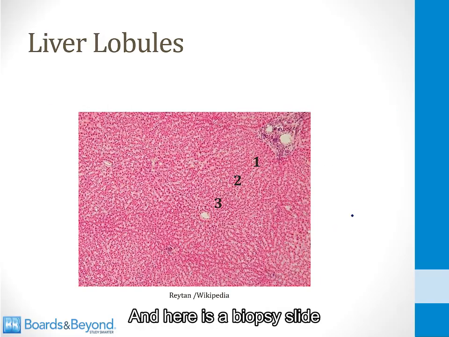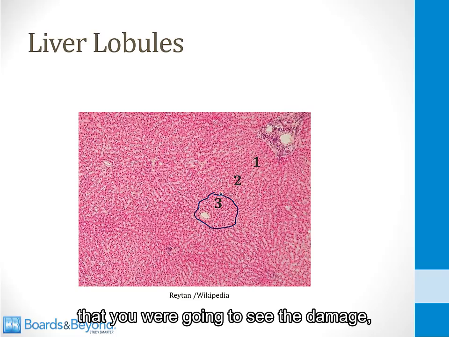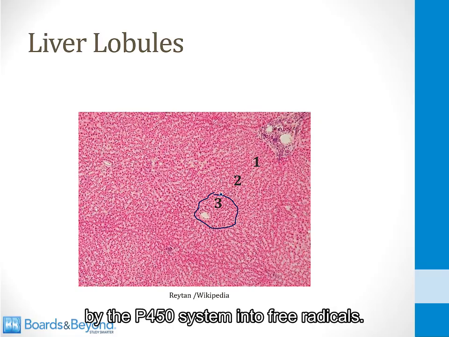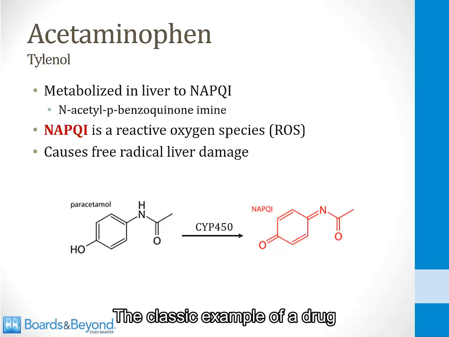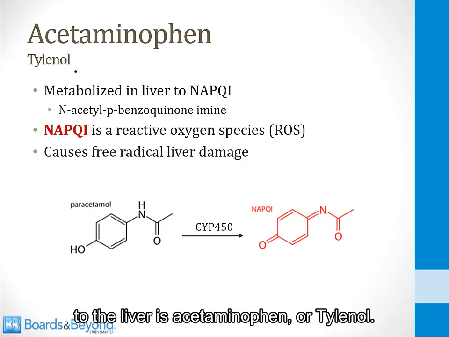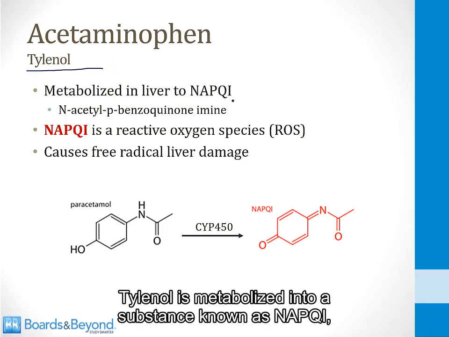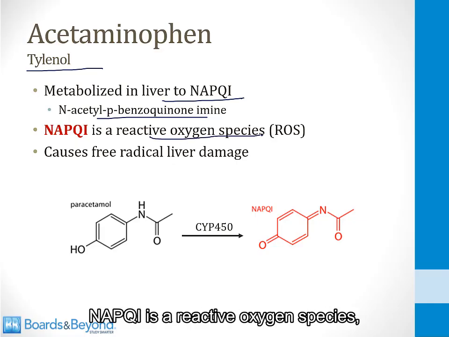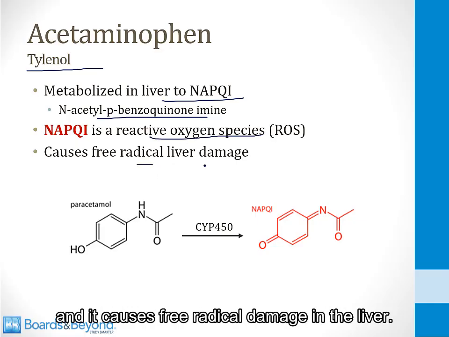And here's a biopsy slide of the liver showing the zones. It's right here, zone 3, that you are going to see the damage when patients take drugs that are metabolized by the P450 system into free radicals. The classic example of a drug that causes free radical damage to the liver is acetaminophen or Tylenol. Tylenol is metabolized into a substance known as NAPQI, or N-acetyl-p-benzoquinone-imine. NAPQI is a reactive oxygen species, and it causes free radical damage in the liver.